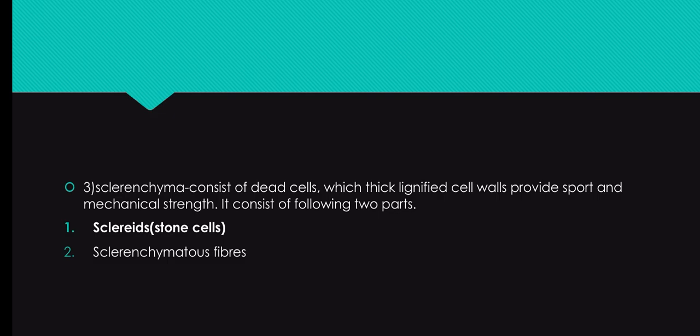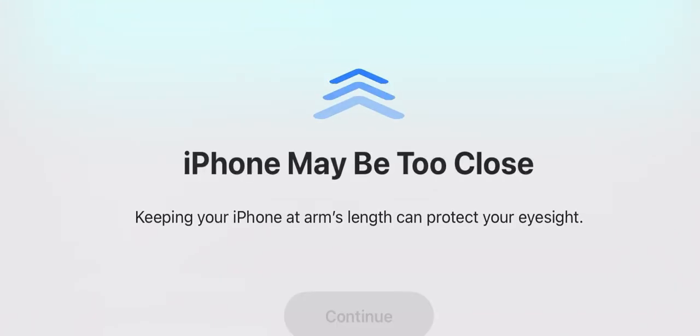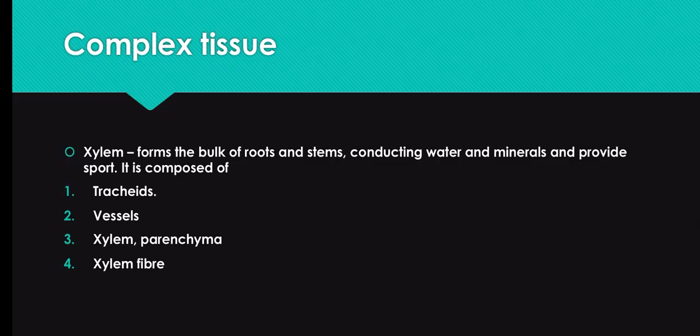Next is complex tissue. It is composed of more than one type of cells. It is of two types, that is xylem and phloem. Firstly, we will discuss about the xylem. Xylem forms the bulk of roots and stem, conducting water and minerals and providing support. It is composed of trachea, vessel, xylem parenchyma, and xylem fiber.